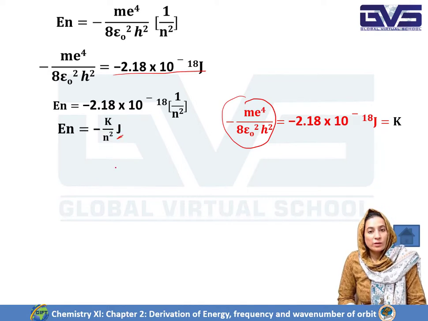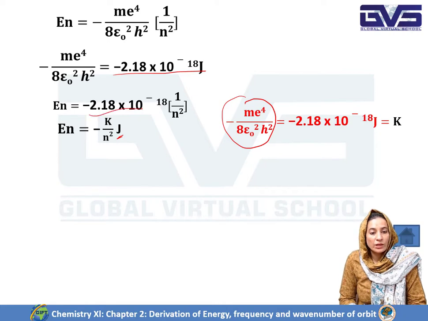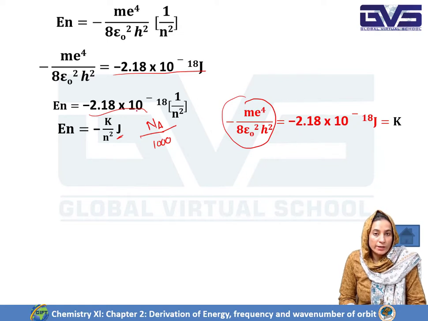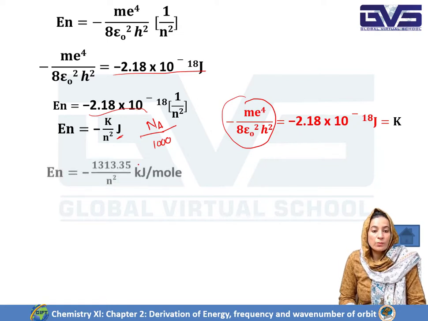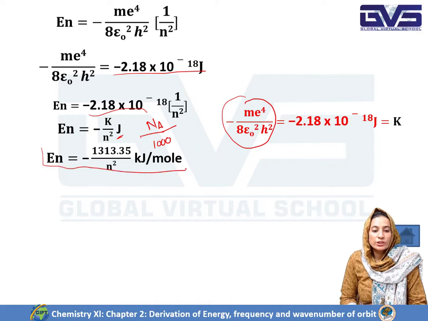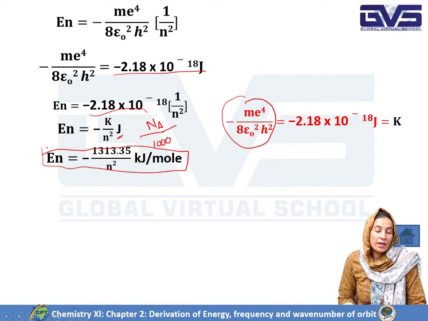If you want to convert this value into kilojoule, for kilo you have to divide by 1000, and for per mole you have to multiply by Avogadro's number. Then this value is converted into kilojoule per mole, and it has a numerical value of 1313.35 kilojoule per mole.